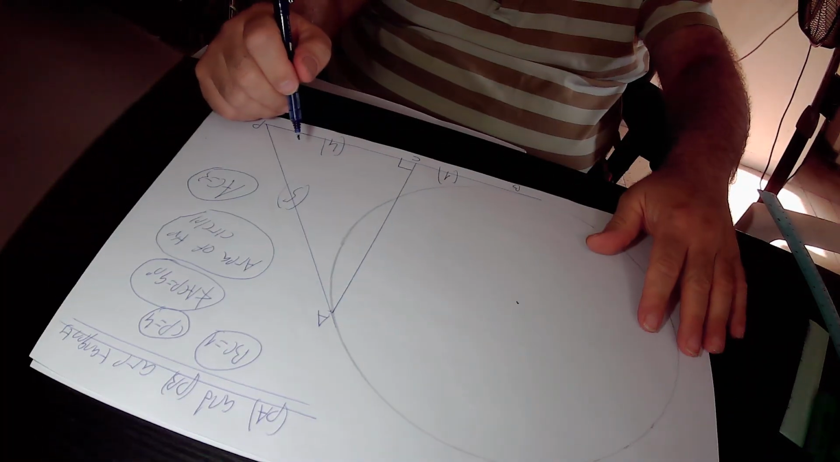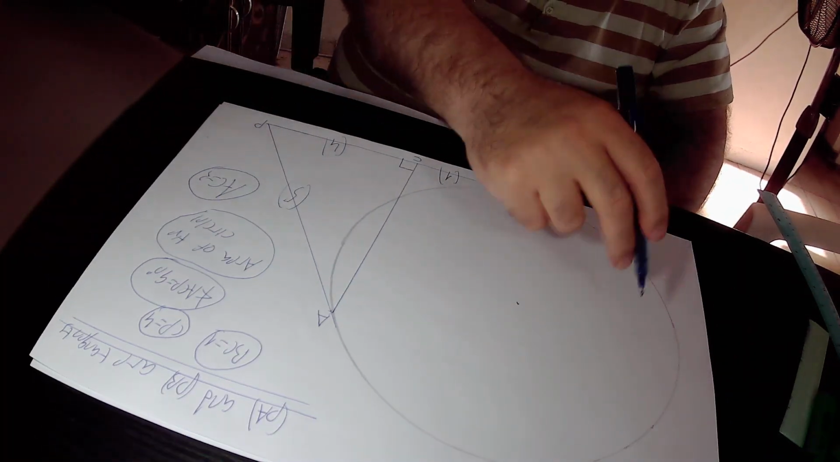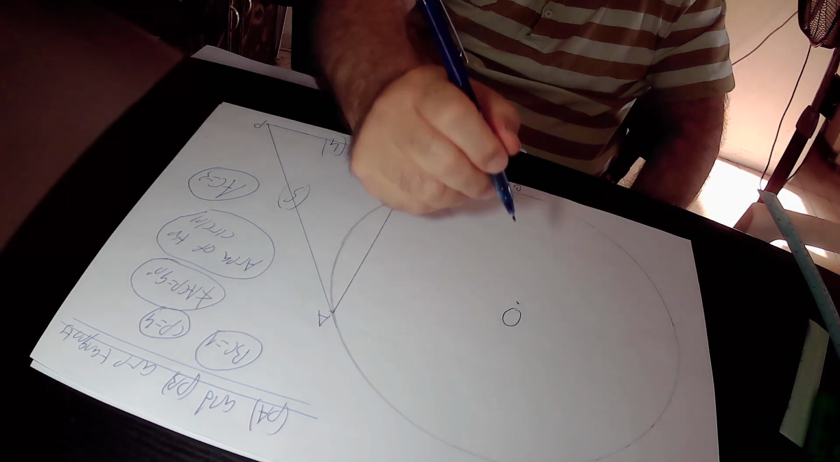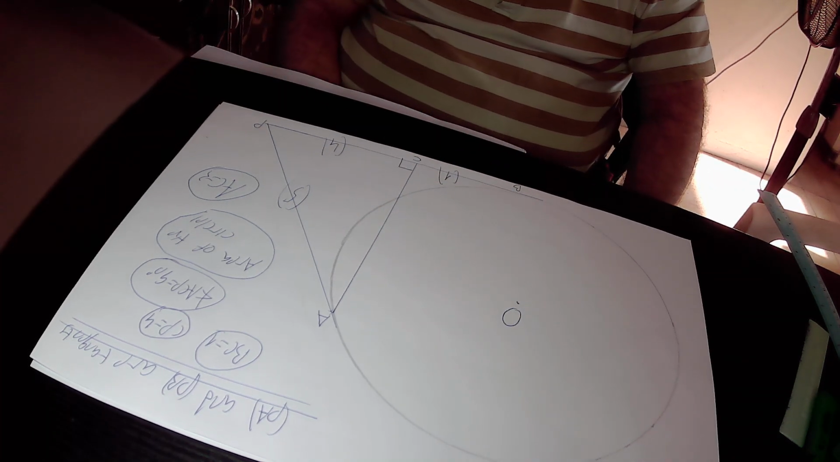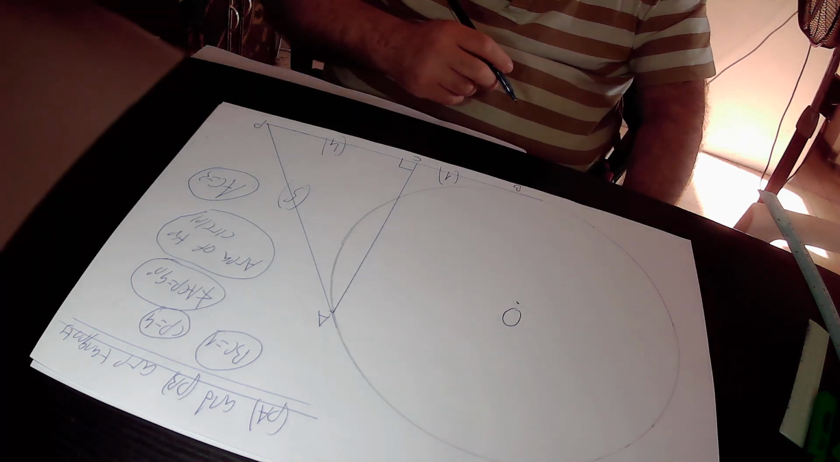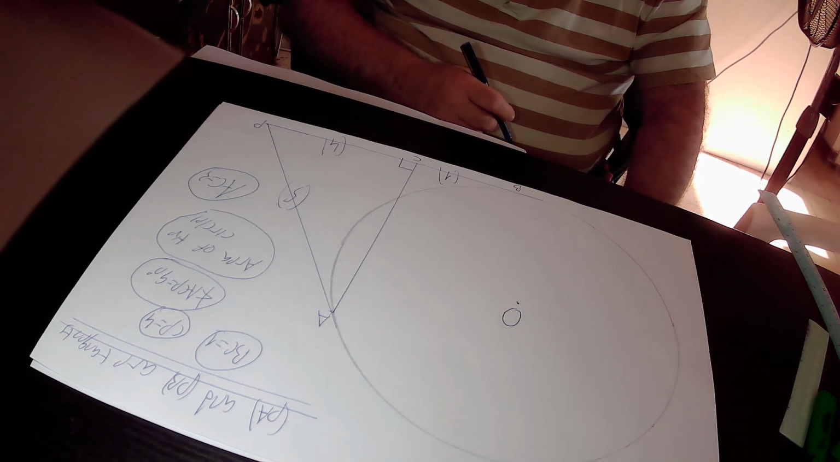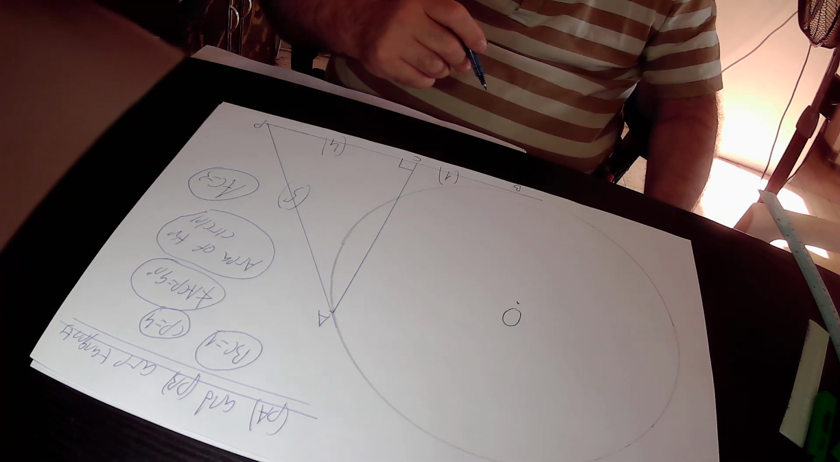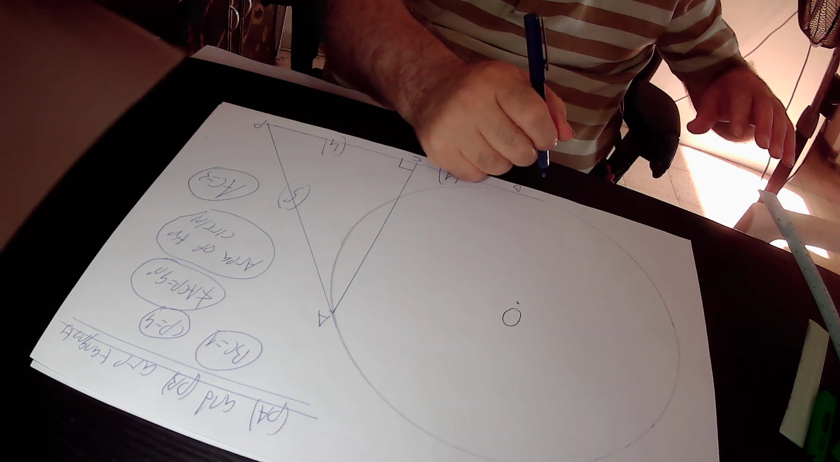In the next step, we define the center of this circle. This point is point O, and we'll also define the radius of this circle as x. In the next step, we'll join points O and B together by a straight line.